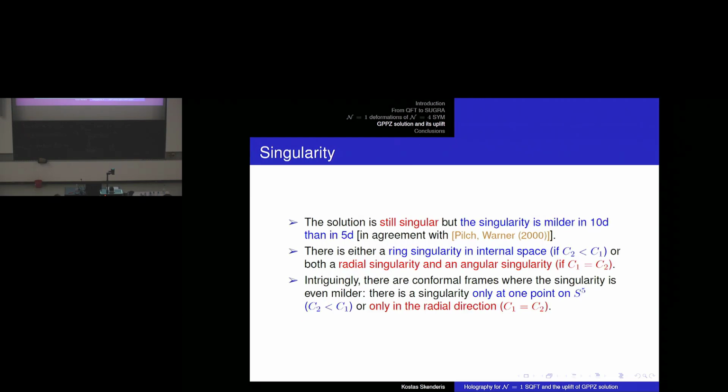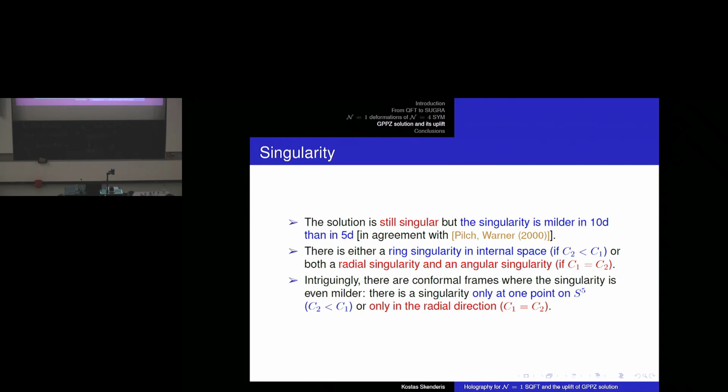So what about the singularity? Now, the solution is still singular, but the singularity is milder in 10 dimensions than in 5 dimensions. The structure of the singularity is different depending on whether this integration constant is strictly less than C1, or C1 is equal to C2. In one case, there is only a ring singularity in the internal space, and in the other case there is both a radial singularity and an angular singularity.